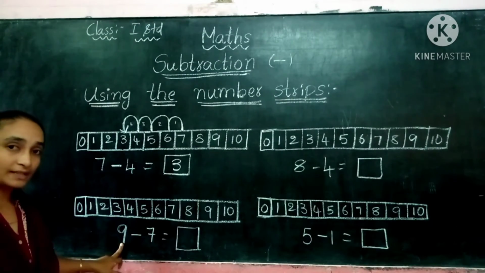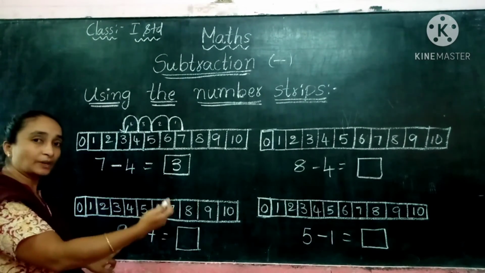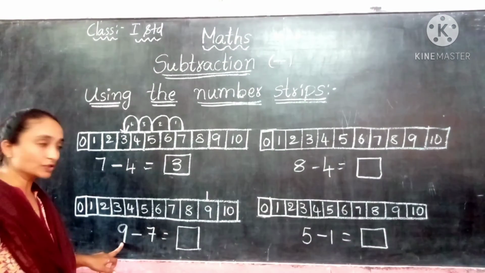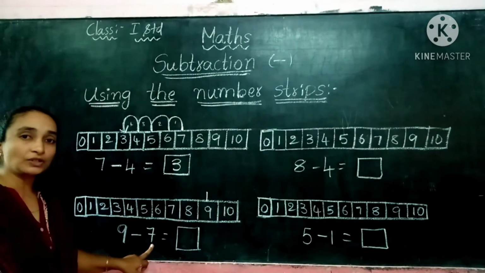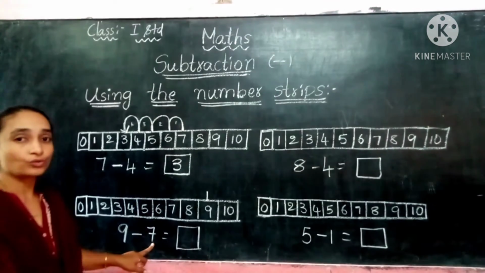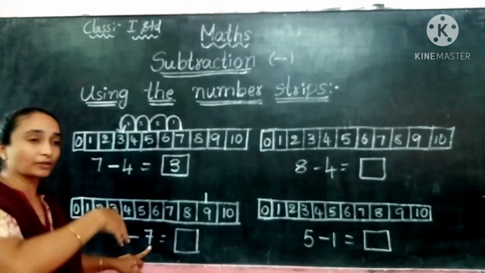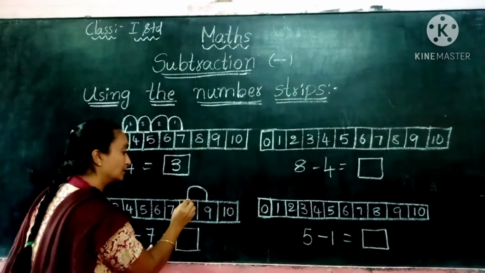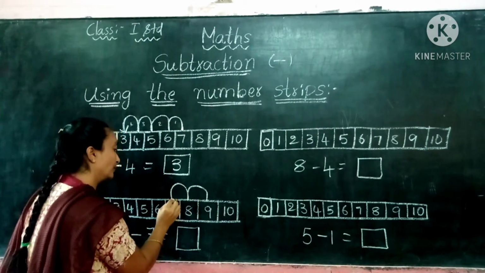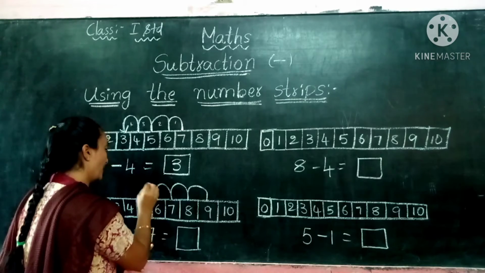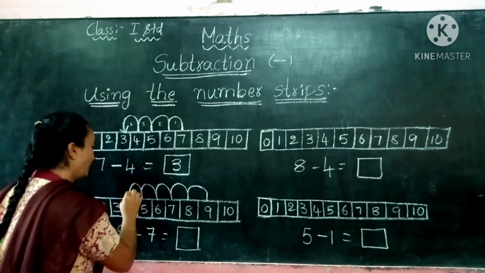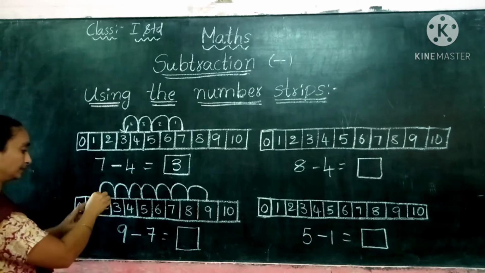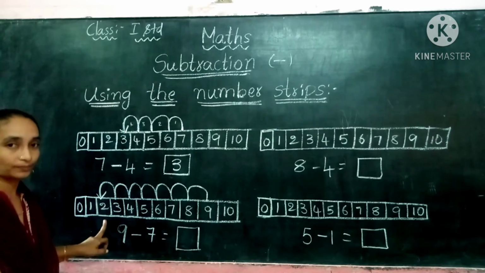So the first number is 9. So let us begin from the 9. So here is the number, begin from the 9. Okay children. Now the second number is 7. So 7 jumps backward. So let us count, children. 1, 2, 3, 4, 5, 6, 7. So here it came and stopped.